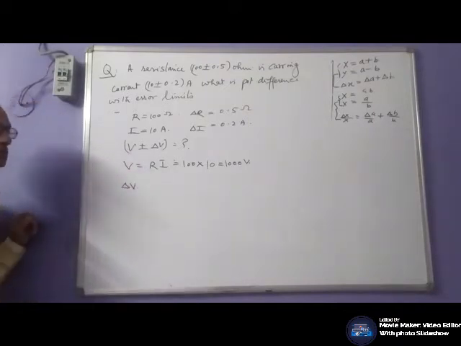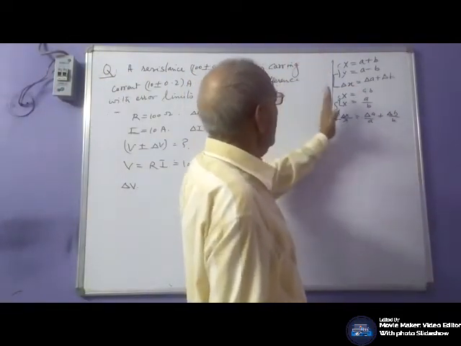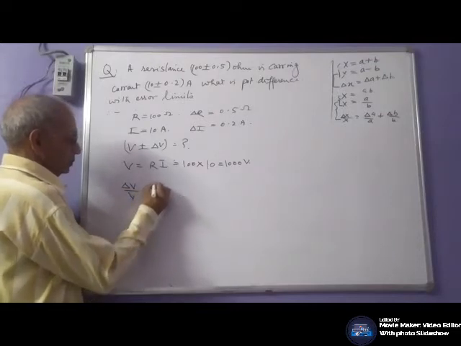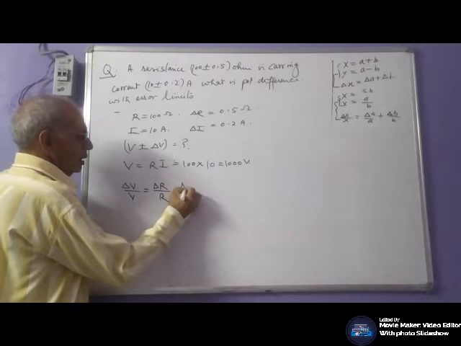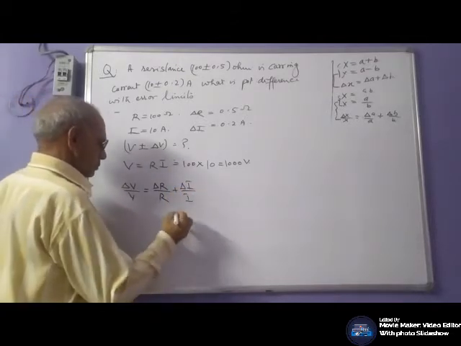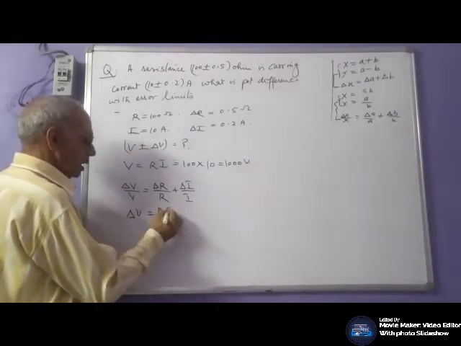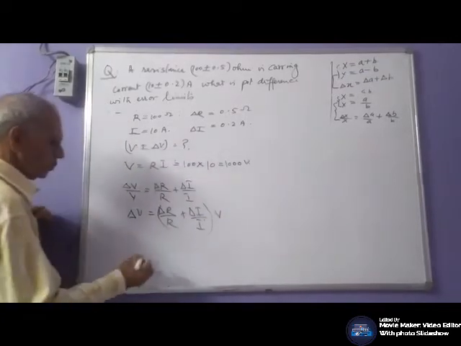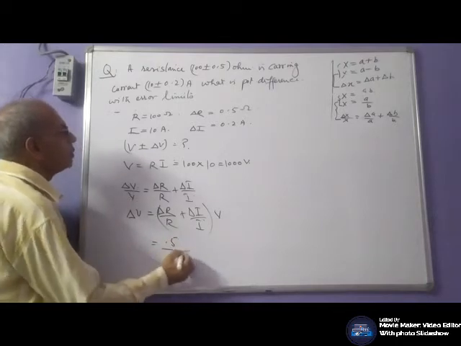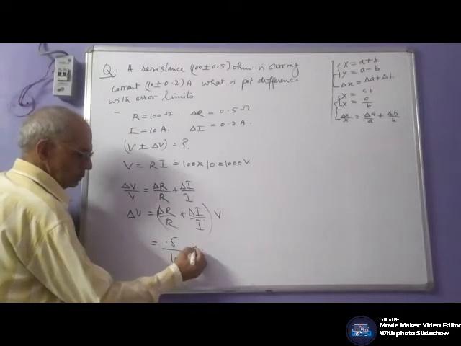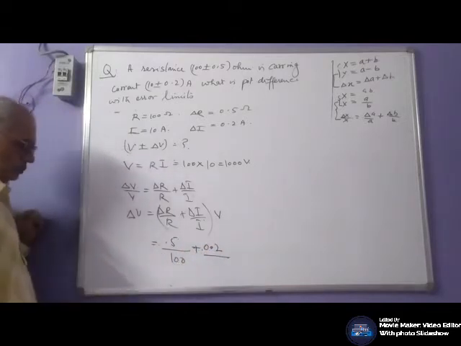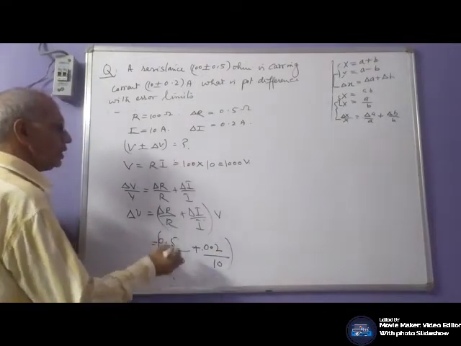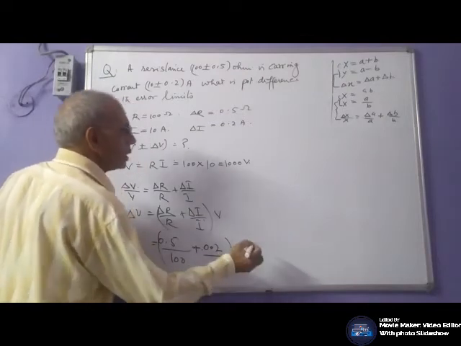Delta V. तो एब्सोल्यूट एरर की बजाय क्या आएगा? मल्टीप्लिकेशन, डिवीजन, रिलेटिव. Delta V by V, delta R by R, delta I by I. Delta V equals delta R by R plus delta I by I into V. Delta R is 0.5 by 100, delta I is 0.2 by 10, into V, V is 1000.